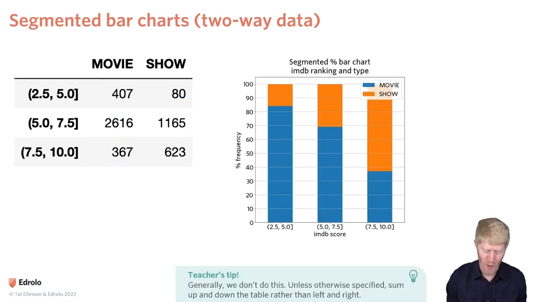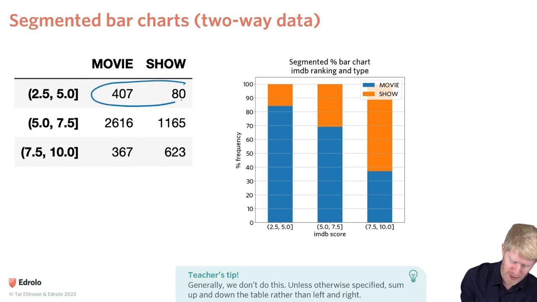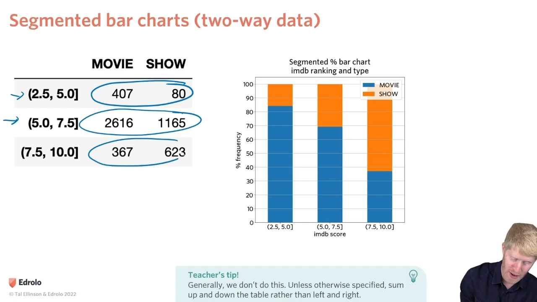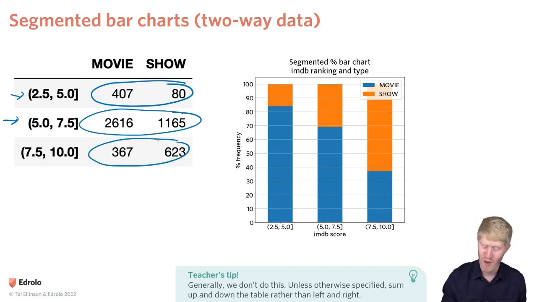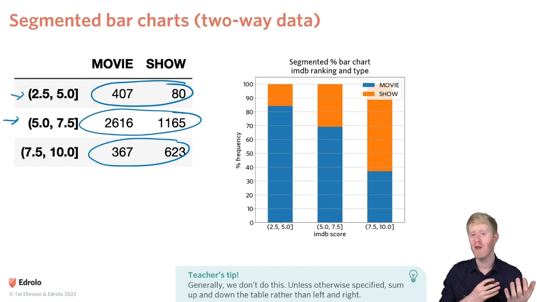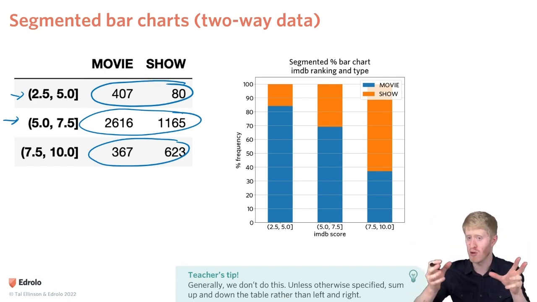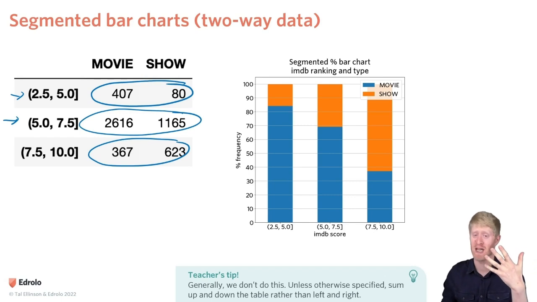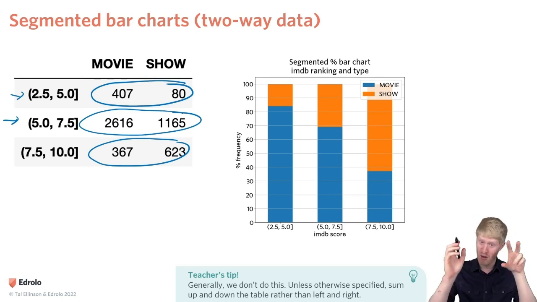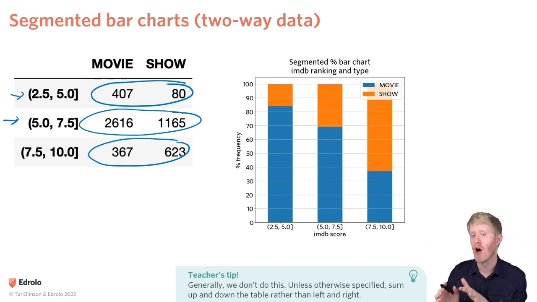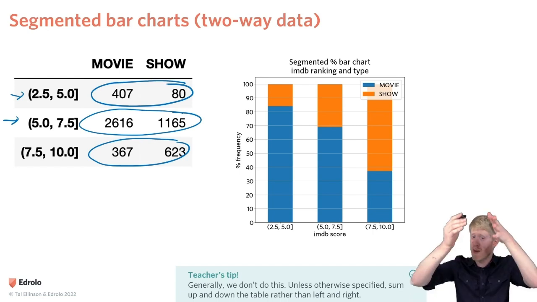Well, if we were to do it that way, we would be making 100% out of our IMDb score categories. And if we had 300%, we would have 3 different bars. So the way that you choose to add up your totals will define how your segmented bar chart will look. But warning, generally we don't add up going horizontally. Unless otherwise specified, always add up vertically.